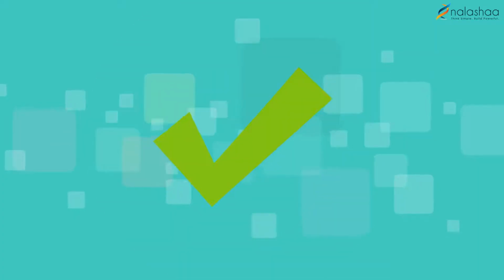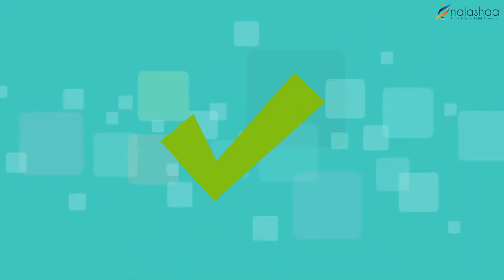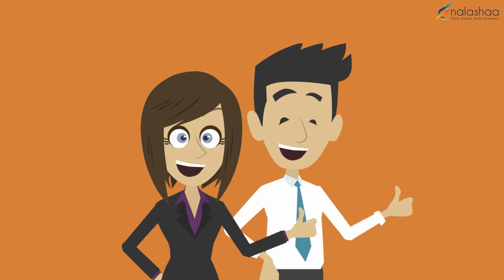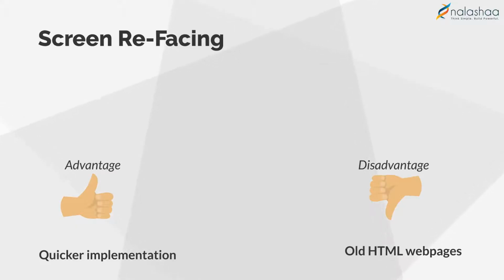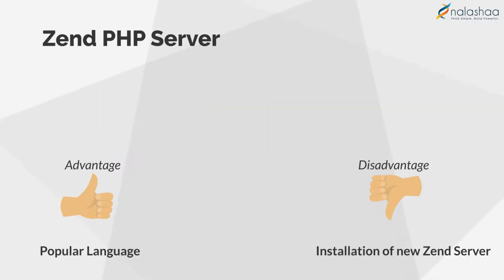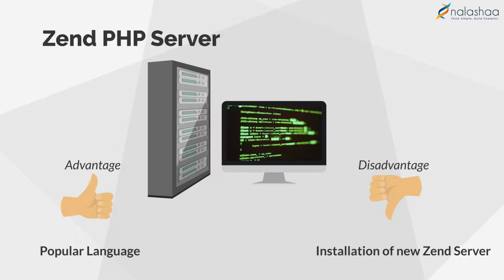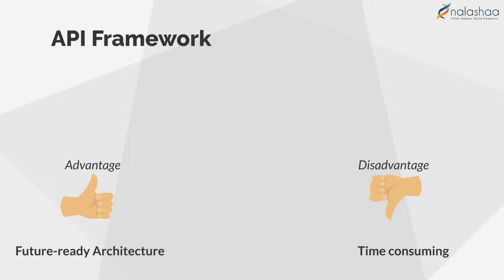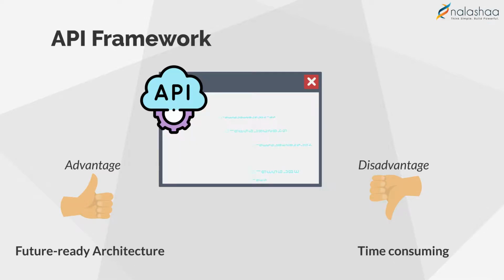Once you have done the first level of evaluation, you can choose one from the 4 AS400 modernization pillars that would suffice your use case. Screen refacing. Direct 5250 to HTML conversion using tools. Zend PHP server. Using Zend 5250, bridge with AS400. RPG open access. Open access calls using tools. API framework. Leverage REST APIs with new screens.